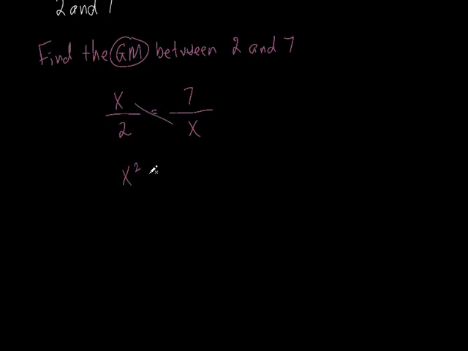So I get x squared equals what? 14. And now we solve for x. How do we solve for x? We've done this before. Square root both sides. So x is what?